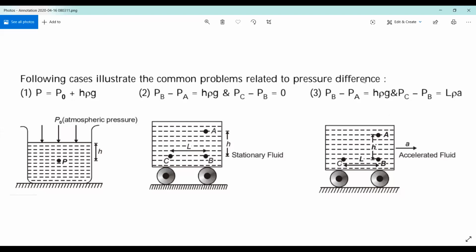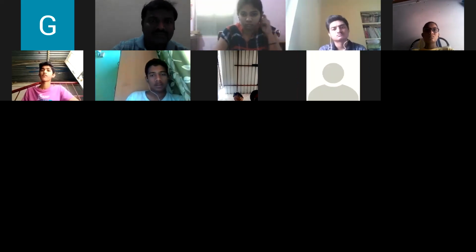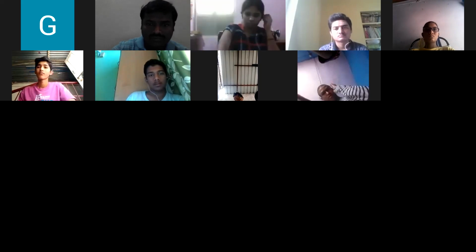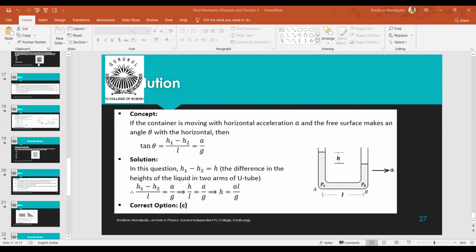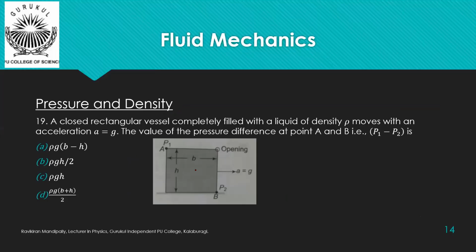That means if you have a container with points mentioned like this, suppose here A, B, and this opening are at different positions, and between A and B there is a vertical height H. Between A and the opening, there is a horizontal separation of B. In such cases, we can use the formulae which we just now mentioned. Again, I will be mentioning them in the solution.